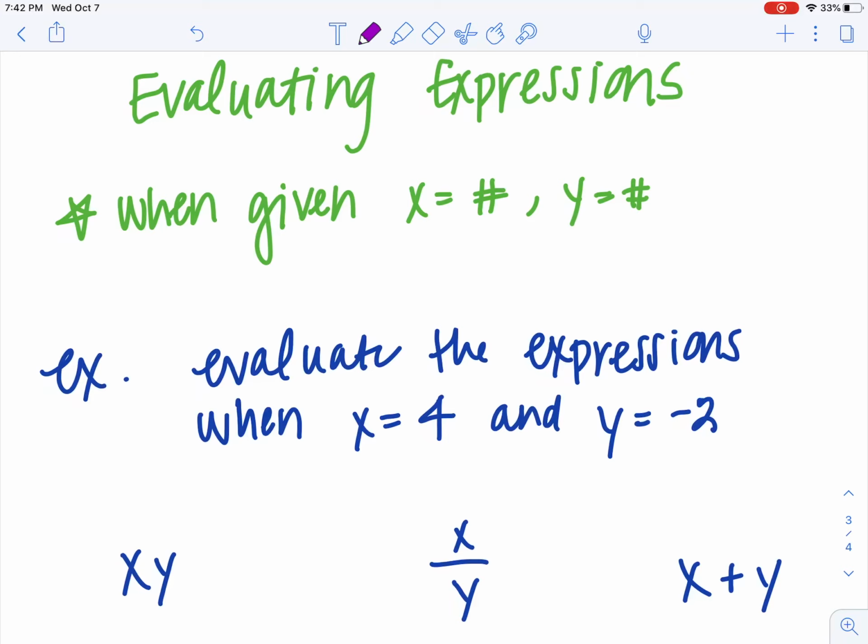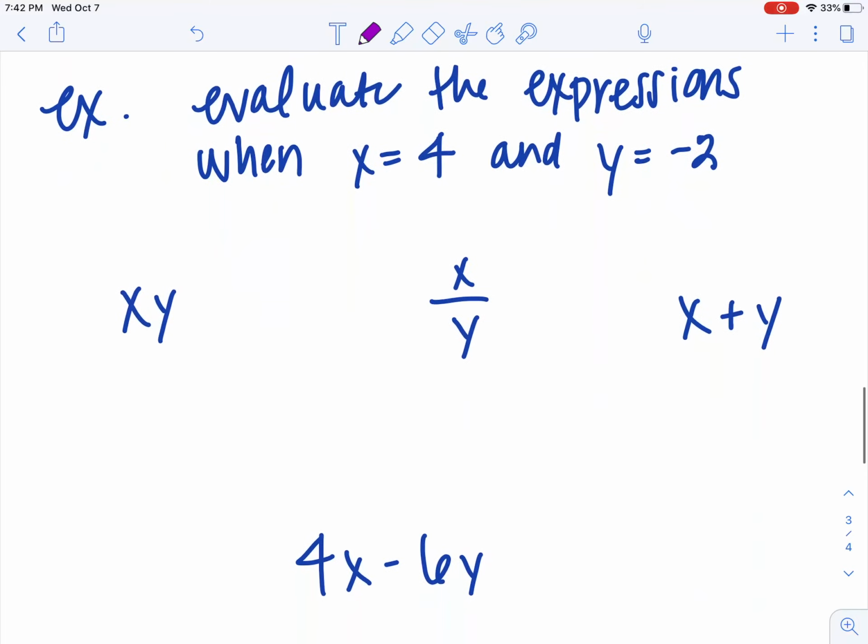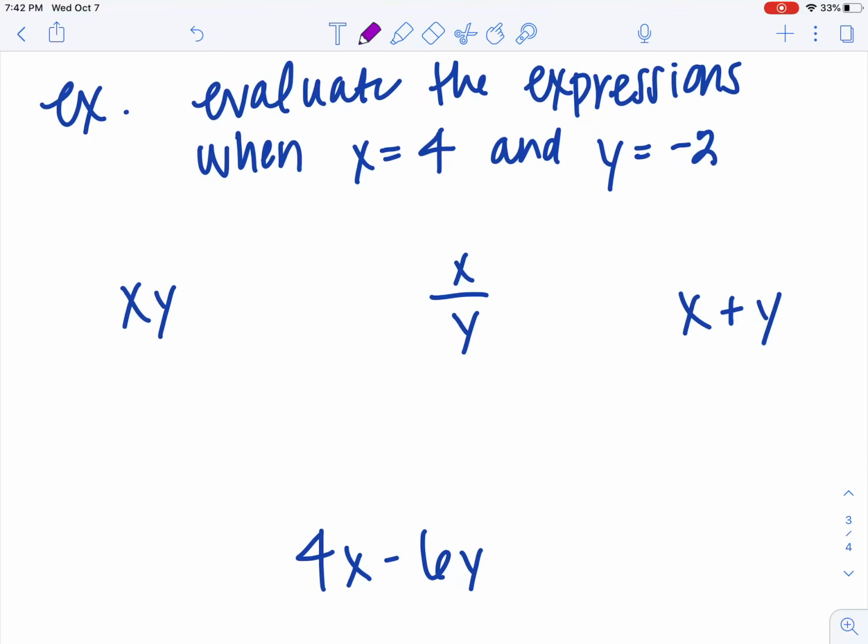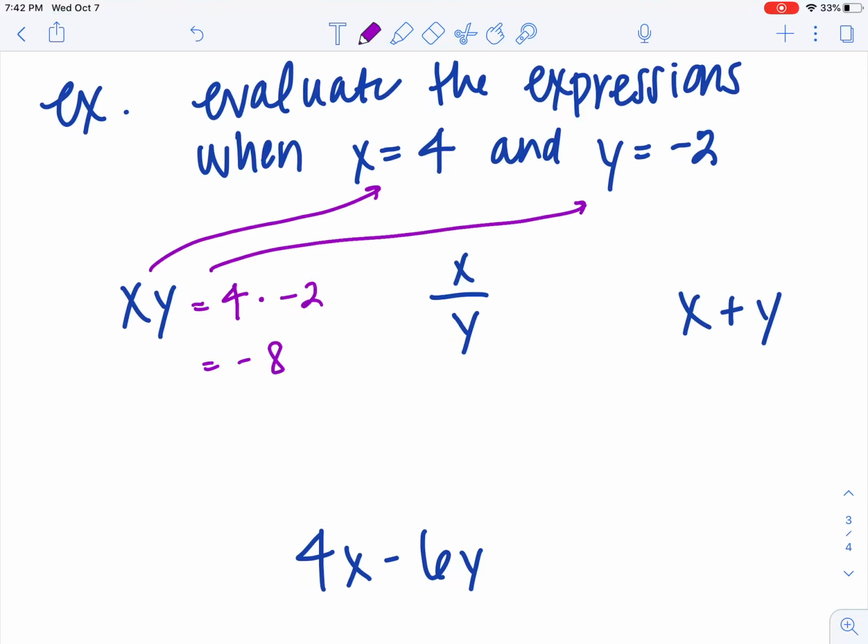Okay, so now evaluating expressions. This is when you are given like a substitute this in for x and this in for y. So we'll just do some examples of these. Evaluate the expressions when x equals 4 and y equals negative 2. So all we need to do is just plug them in. So this becomes, my x is 4, so 4 times my y, which is negative 2. So this becomes negative 8.